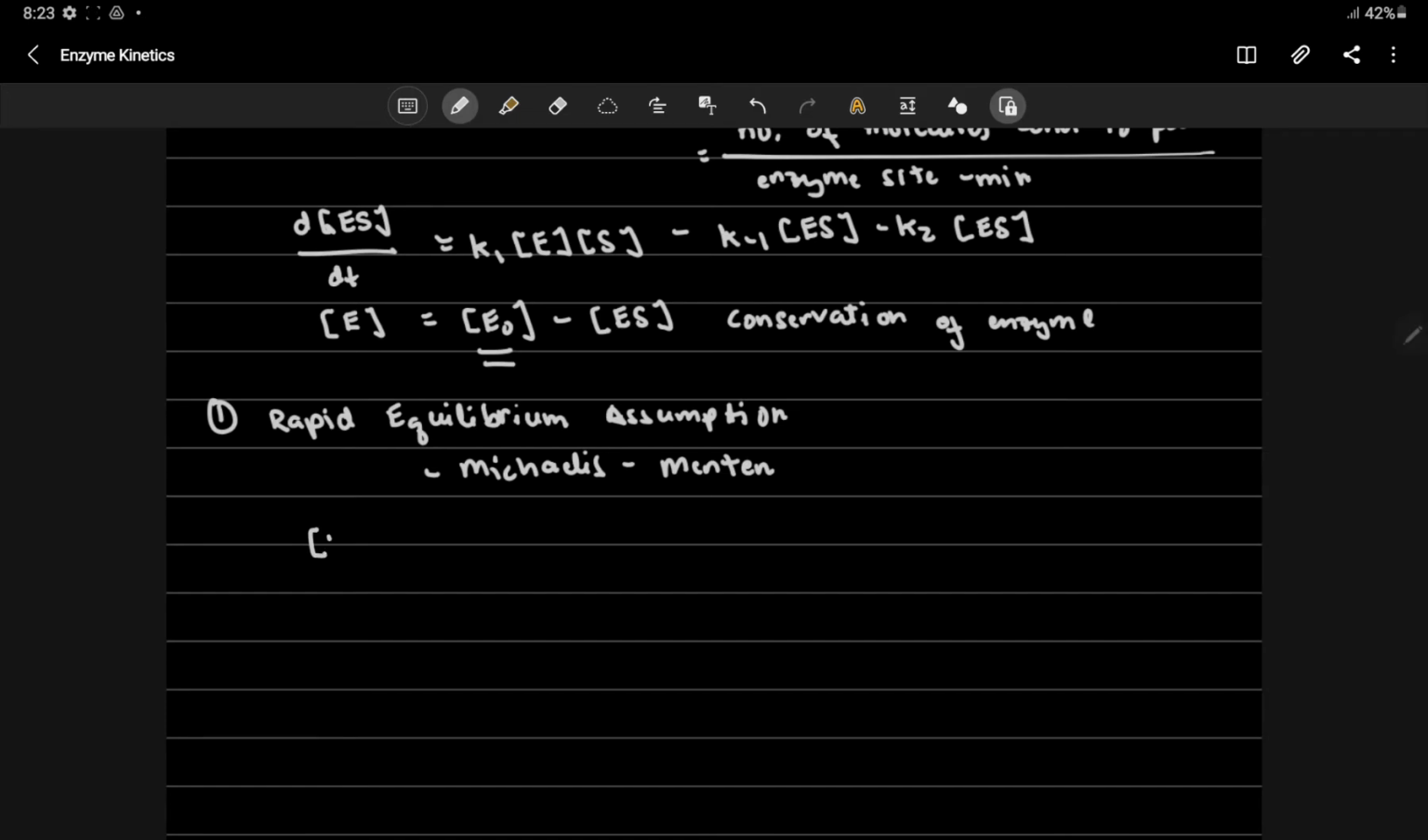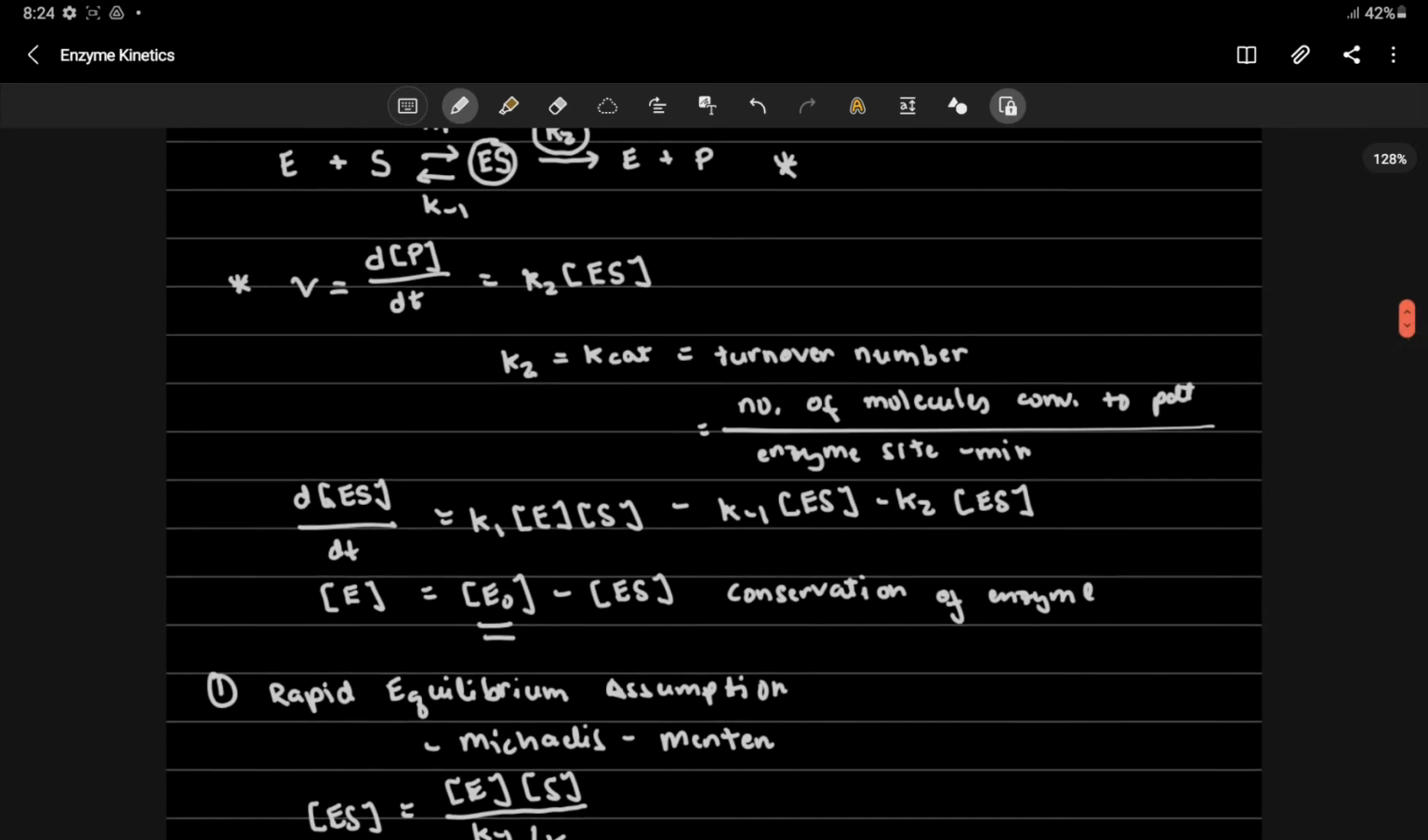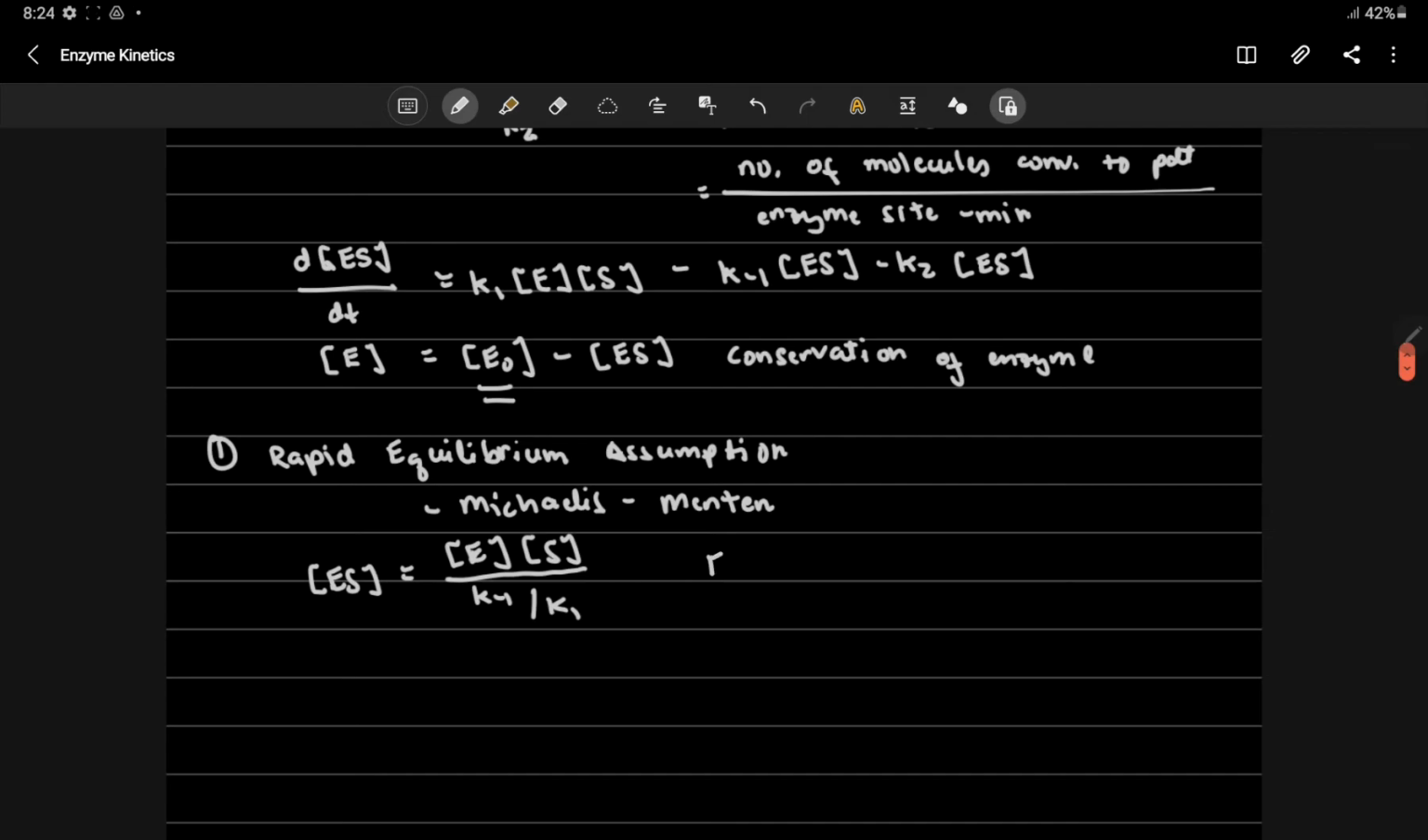Yung ating enzyme substrate complex concentration is equal to the concentration of the enzyme times the concentration of the substrate divided by K minus 1 over K1. So, saan nakuha yan? Dito sa part na to. So, let me probably write this one like E plus S, remember, in equilibrium with the enzyme substrate complex. K1 yung forward, K minus 1 yung reverse. Alright? Therefore, the ratio of K1 and K negative 1, okay, times the concentration of the enzyme substrate complex shall be equal to the product of E and S.